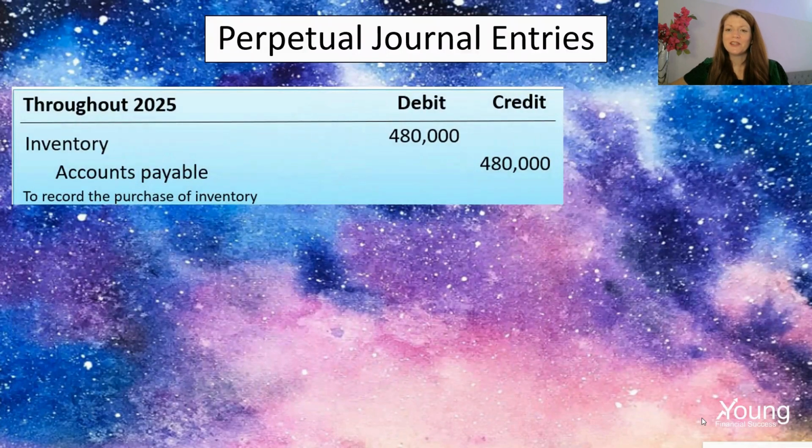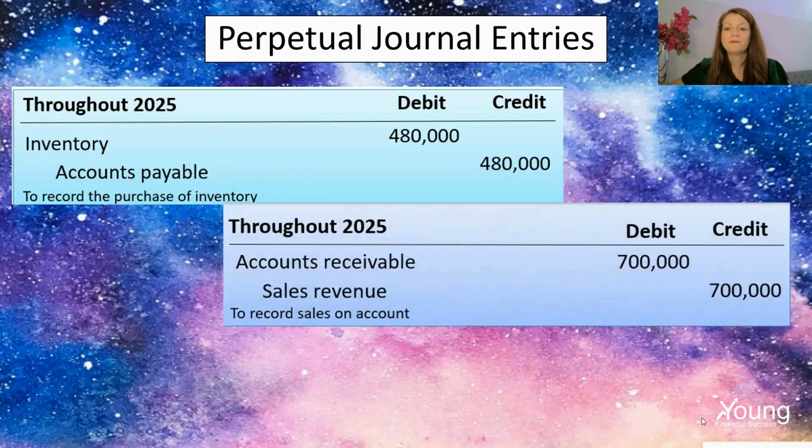So the first journal entry, and this would really be happening all throughout 2025, debiting inventory for 480 and crediting accounts payable, assuming they don't pay immediately. So this is what happened all throughout. There were probably dozens of entries that totaled this, but throughout 2025, they made purchases of 480,000, and then later they'll be paying for that 480,000. So that's how we increased inventory.